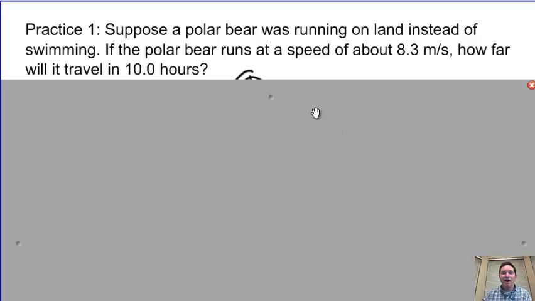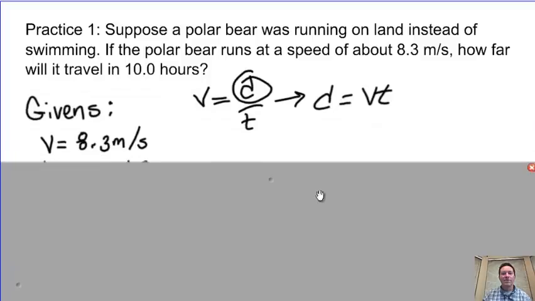So practice question number 1. Suppose a polar bear is running on land instead of swimming. If the polar bear runs at a speed of about 8.3 meters per second, how far will it travel in 10 hours?